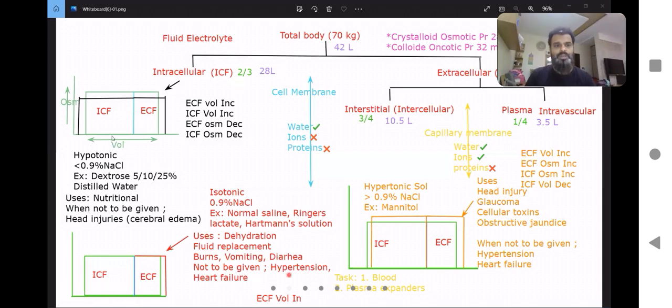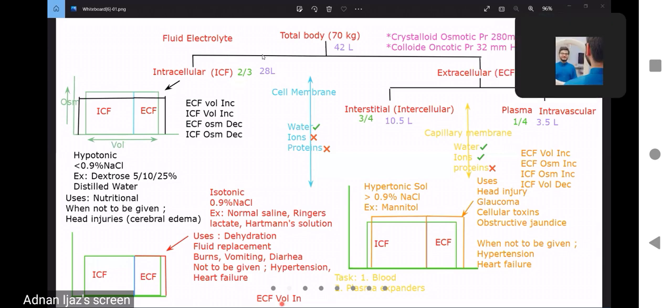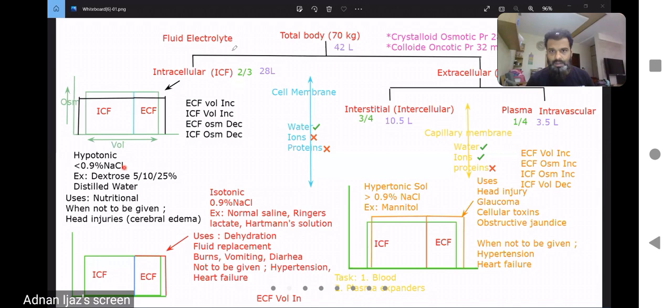Here, focus on this side of the screen. You can see my pointer? Yes, sir. Now look here, what is happening is, this is the extracellular compartment, this is the intracellular. Now the solution we give here is hypotonic. You just see it here, hypotonic. And hypotonic is any solution which has an osmolarity less than 0.9% sodium chloride.